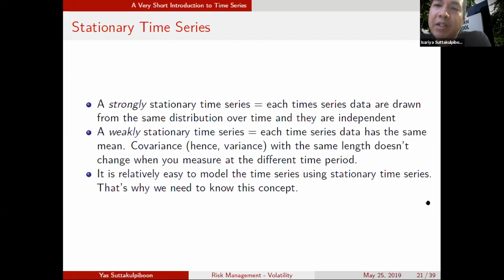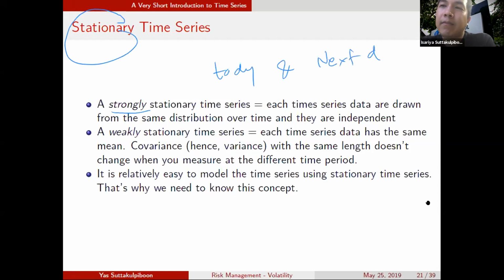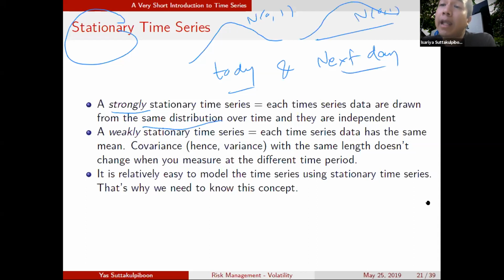There are two types of stationarity. First, strong stationary, meaning that today and the next day, everything has the same distribution. Each time series data point is drawn from the same distribution over time. If you believe that today's financial data follows normal 0, 1, for example, today's returns are around 0 and can fluctuate back and forth. The next day it's going to be the same, normal 0, 1, and today and the next day there's no relationship too. It's independent. Same distribution over time, and they are independent. That's a strong stationary time series.